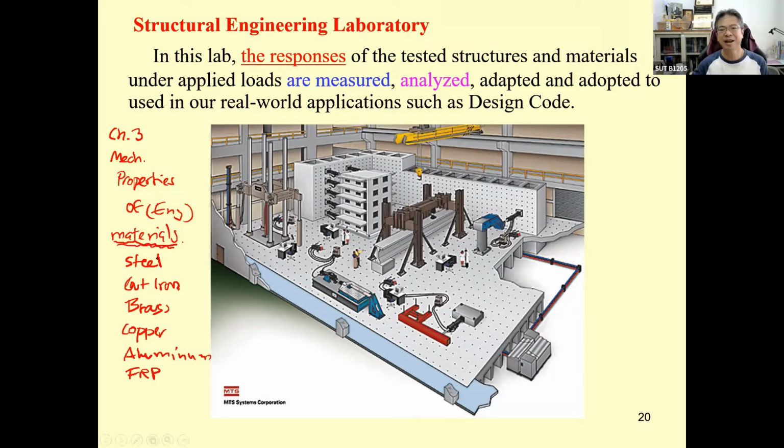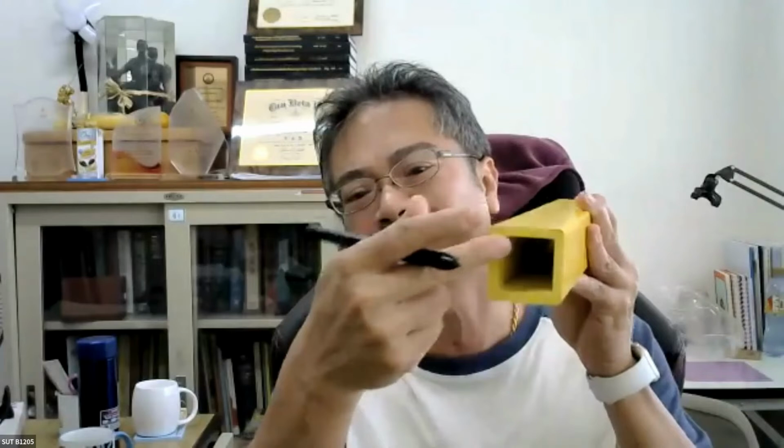However, in the real world, we are also interested in the response of the structure. When we're talking about the structure, this is a kind of structural member, what I'm showing over here. Why do we call it a structural member? Because it's a kind of using the material and forming the section.